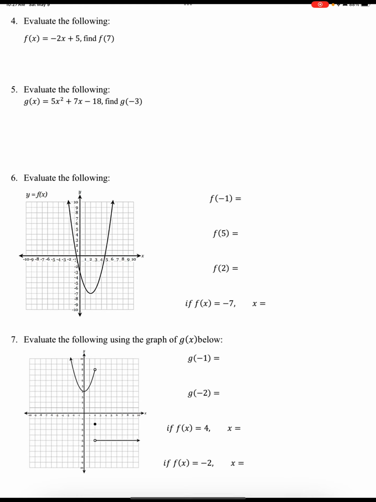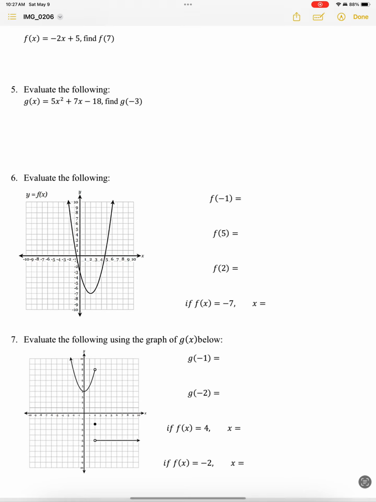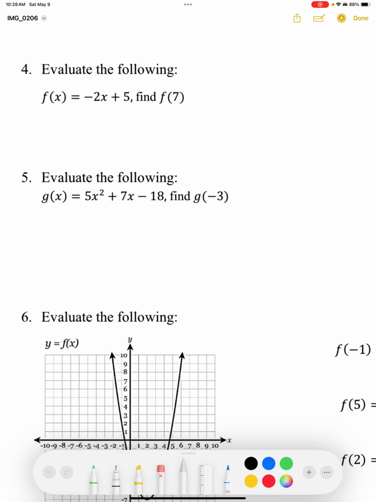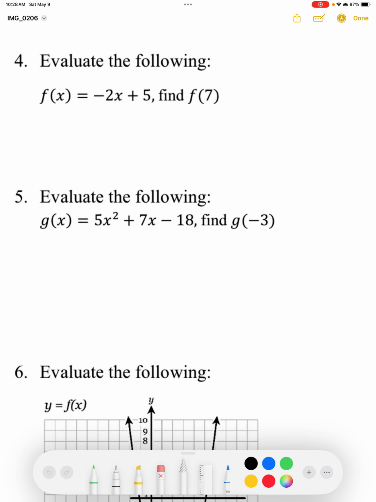Okay, next one. Evaluate. Now you're evaluating a function. Evaluate just means that you should be getting a number answer. All this means is you have this equation and you want to plug in a 7. So basically where the x is, you put a 7. Where this x is, you put a 7. So f of 7 equals -2.